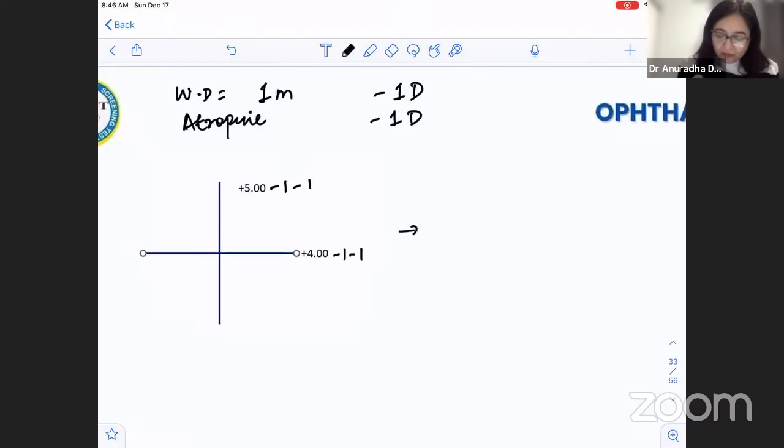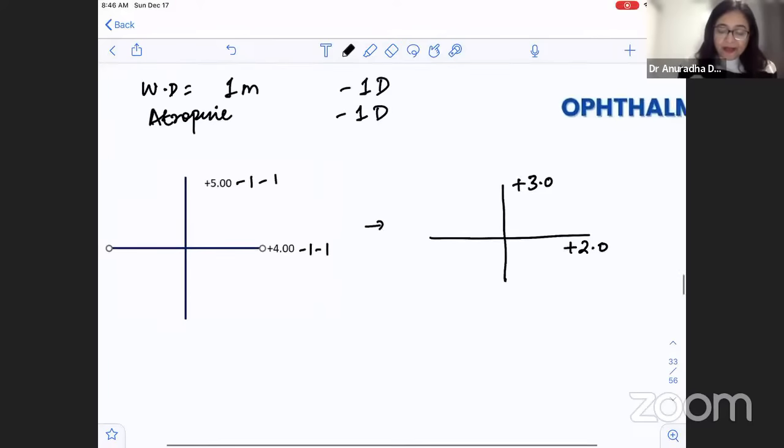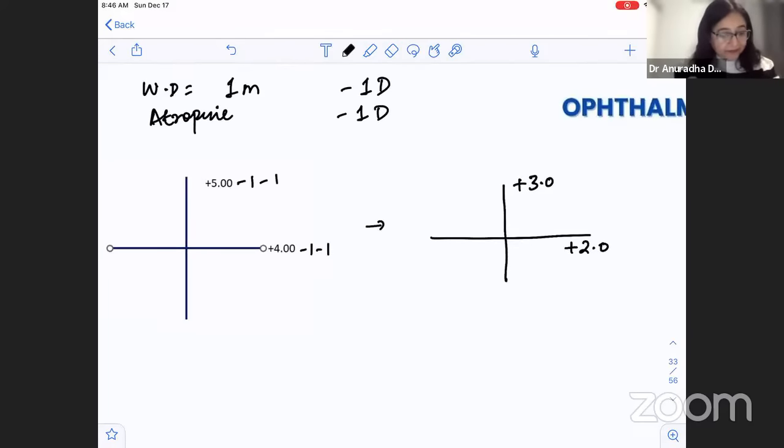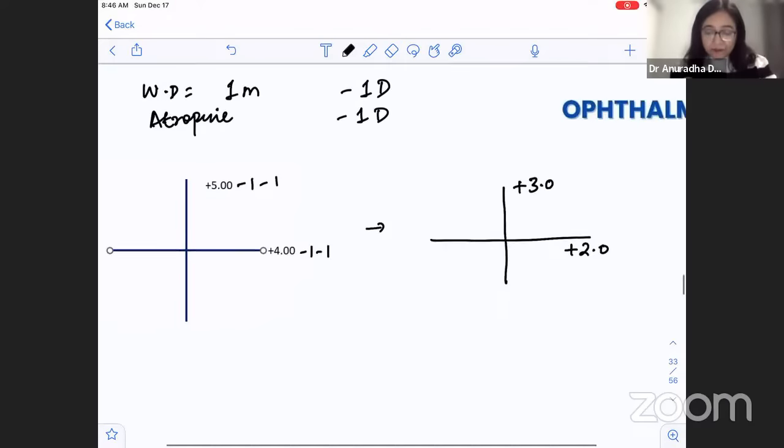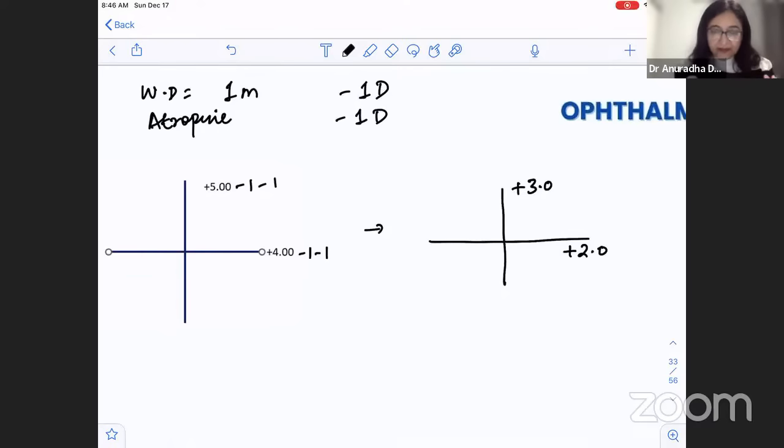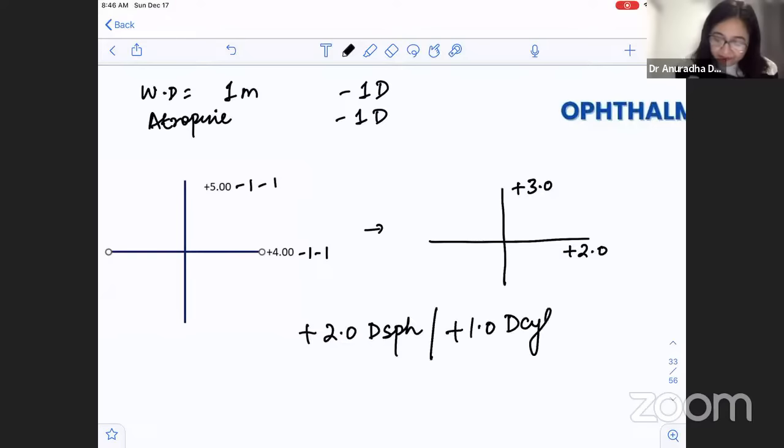So your corrected cross will become +3 and +2. Your glass prescription will be based upon this. The smaller power will be given as a sphere. So +2 is smaller, so +2 diopter sphere will be given. What will be the residual left at 90 degrees? Plus 1 will be the residual left, which will be given as a cylinder. Okay.